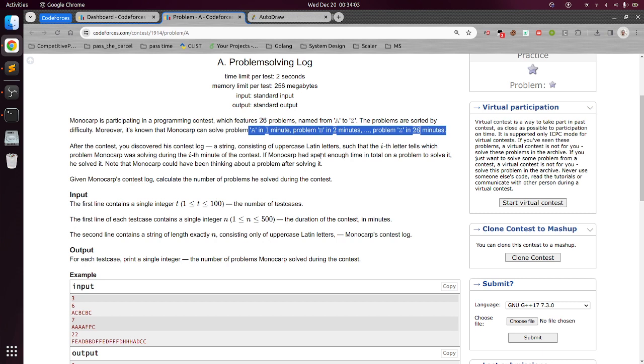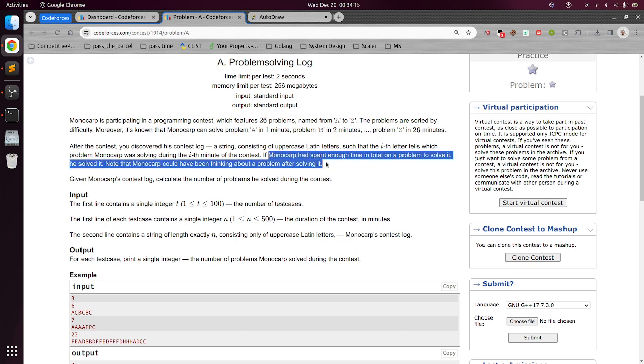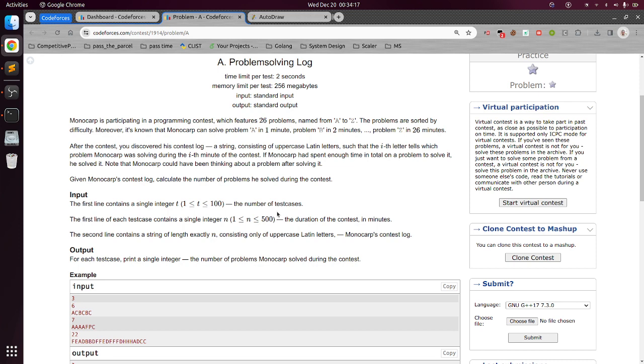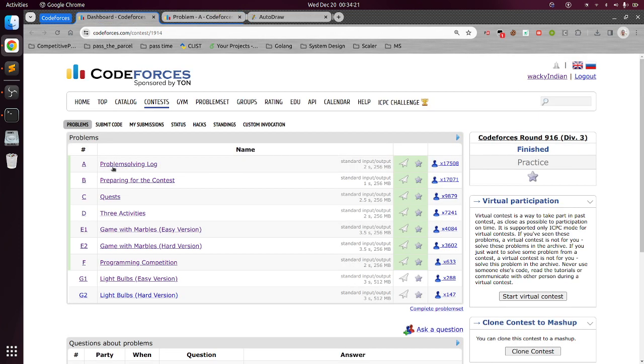Then the ith letter tells you which contest problem he is solving at that ith minute, or thinking about. Basically solving means thinking, he might be thinking at that time and not exactly solving it. If he has spent enough time on that problem, he must have solved it. In a real contest, we switch between problems. I can switch between problems, open A, then B and think about B, and I know that after 30 minutes I will be done with A and B both.